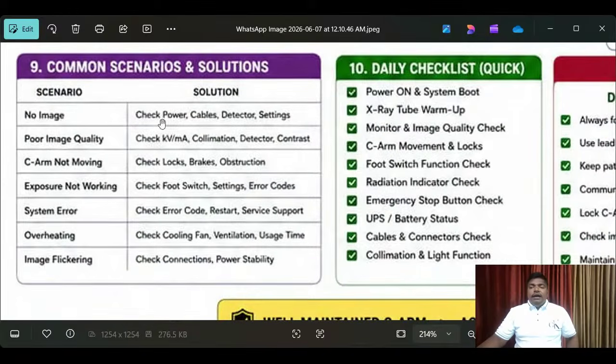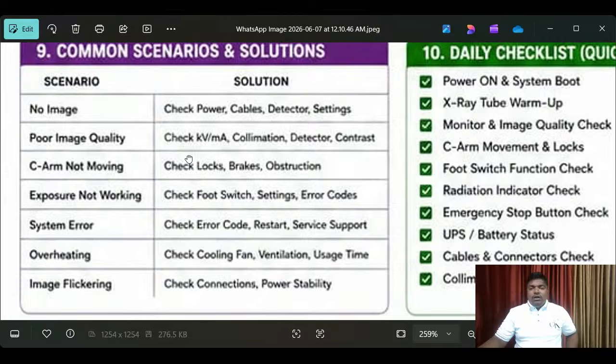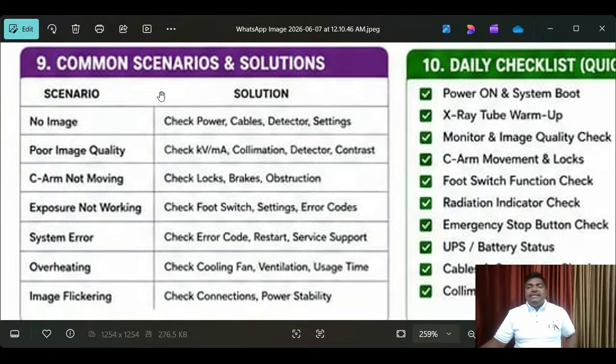Now see here, common scenarios and solutions. These are very important. First of all, these are like troubleshooting. No image, what do you have to do? No image means check the power cable and detector settings. First thing you have to do. These are the main important things as a biomedical engineer. I have shared much information here, but whenever the situation requires, at that time you have to capture the skill.